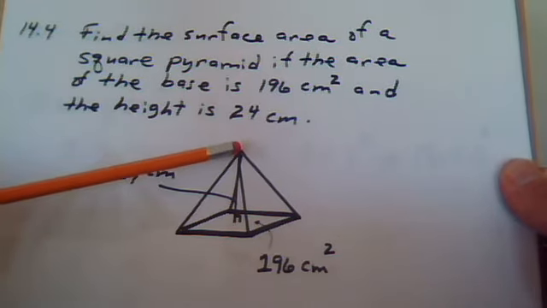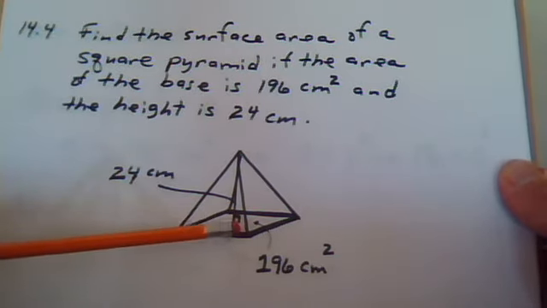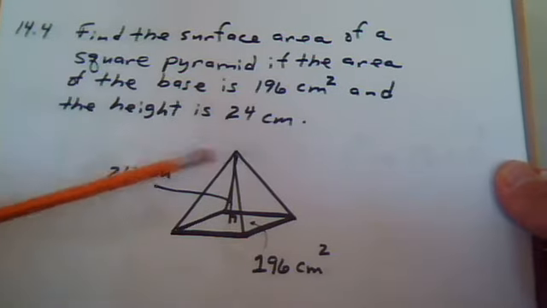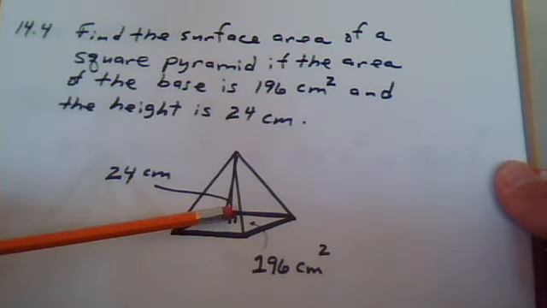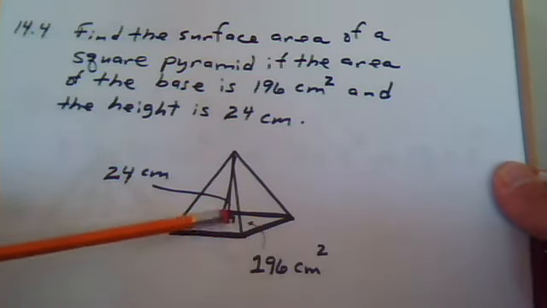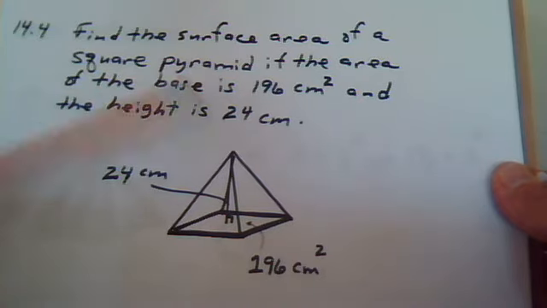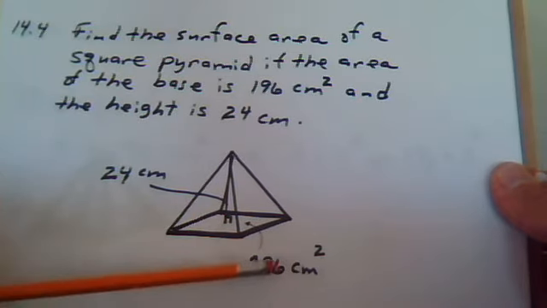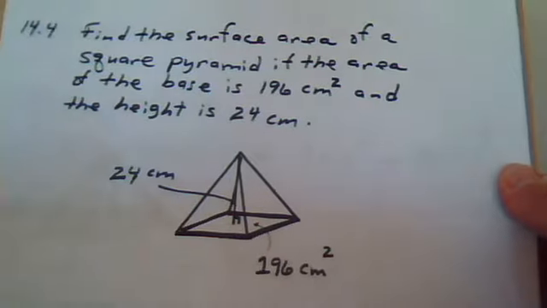Remember, heights are always perpendicular. That's why you have a 90-degree angle here. So this is the height of the pyramid. And then the area of this square, since it's a square pyramid, this is a square, is 196 square centimeters.